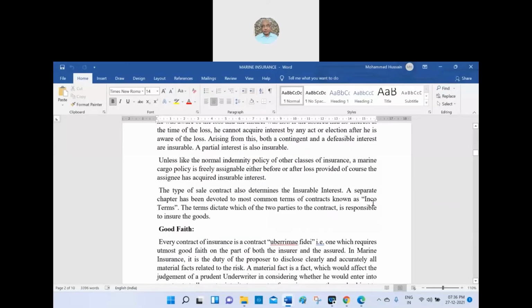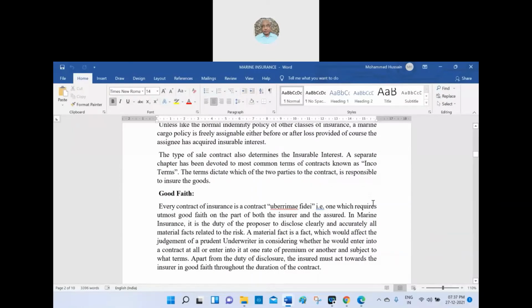And utmost good faith, I already told you. Uberrimae fidei means each party has to disclose. Disclose what? To say that I do have 100 pounds in my wallet. To disclose, if it is the insured, regarding the goods; if it is the insurer, regarding the policy and its details. What should be exclusion clauses? What should be covered clauses? Each other they have to disclose it. In case any hidden thing is there, then automatically the contract will be terminated. No more in existence, we can say.